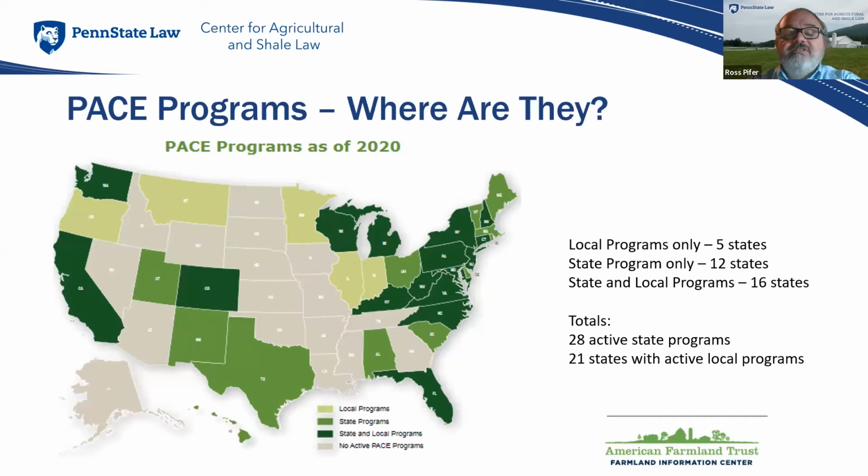So where are these programs located? You can see about half of the states have a program. Looking at the geographic prevalence, they are very much in the Northeast and the Mid-Atlantic region. You can see every state there, even some that really aren't viewed as strong agricultural states, have those programs. As you get more out into the Midwest, programs aren't so prevalent.